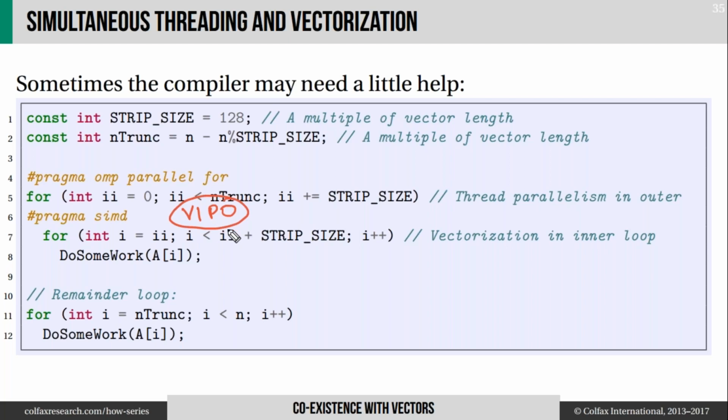Vectorize inner, parallelize outer is an acronym that one of the students of the HOW series taught me, and this is a mnemonic rule. The mnemonic rule is VIPO: vectorize inner, parallelize outer, a mnemonic rule for writing parallel code suitable for Intel and Intel-like architecture. The reason that this code is complicated, see I have this n_trunc and remainder loop, is that I wrote it in such a way that n does not have to be a multiple of the strip size. If it's not a multiple, it will still work because the remainder loop will take care of the few iterations at the end.